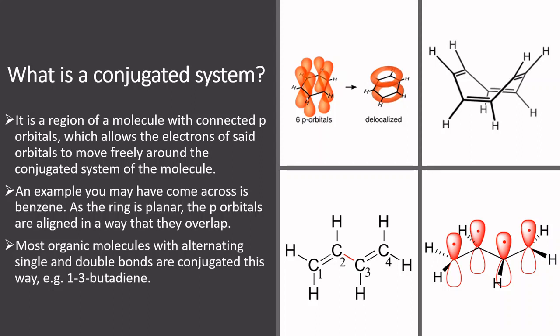Now, in the top right, we can see an example of a molecule that isn't conjugated, even though it has alternating single and double bonds, because the shapes of the p orbitals don't allow overlap, and therefore is not conjugated.